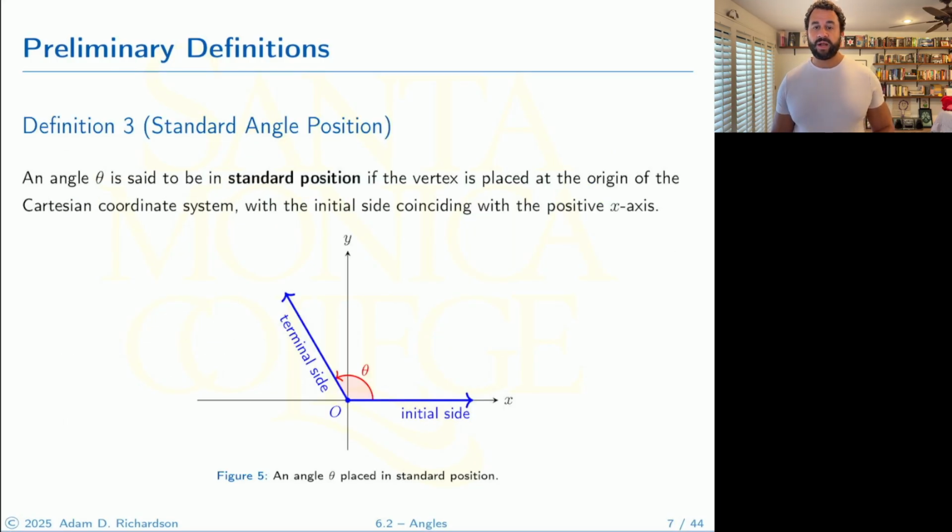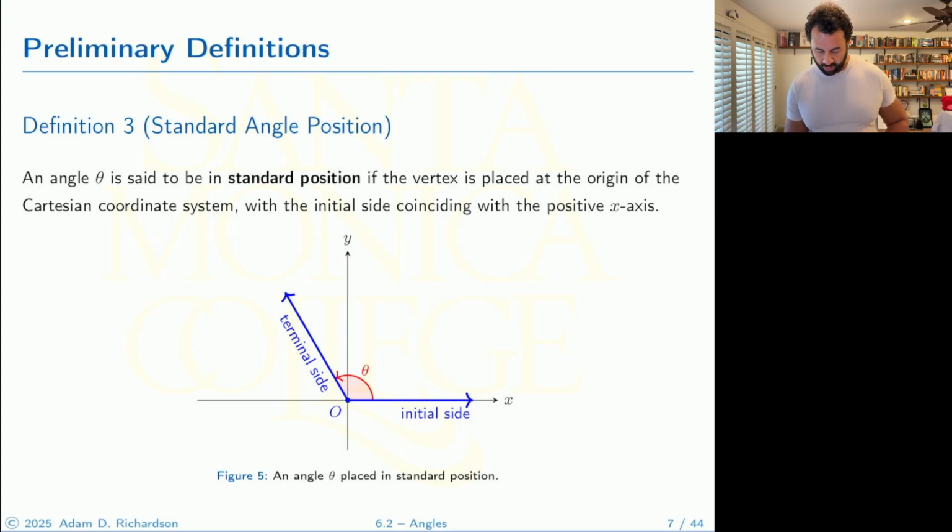Now, most of the time, we're actually going to put our angles in what's called standard position, where we take the vertex and we place it at the origin of the XY plane. That's going to help us convert between planar geometry and coordinate geometry, as you're going to see in the next section. Standard position just means that we put the vertex of the angle at the origin.